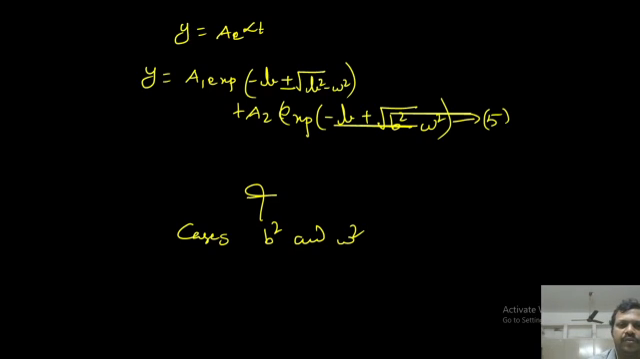Now this equation becomes y is equal to a1 into exponential of minus b plus or minus square root of b square minus omega square into t, plus a2 into exponential of minus b plus or minus square root of b square minus omega square into t. So this is the solution after finding the roots. Then we can find the values for different cases based on b square and omega square, that is the frictional force constant and the restoring force constant. So three cases: one is b square greater than omega square, second is b square equal to omega square, third is b square less than omega square.